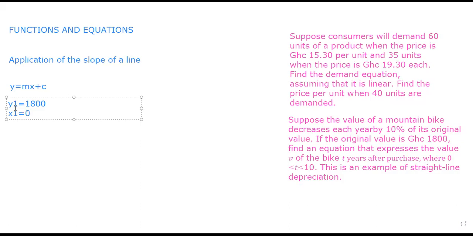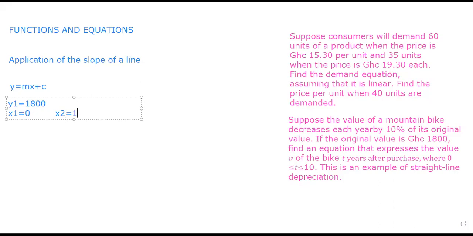Okay, so they bought the bike today at 1,800. Time is zero, or the year is zero. I hope you understand. So Y1 is 1,800, X1 is zero. Today they bought the thing. Now 1 year has come, so X2 becomes one.